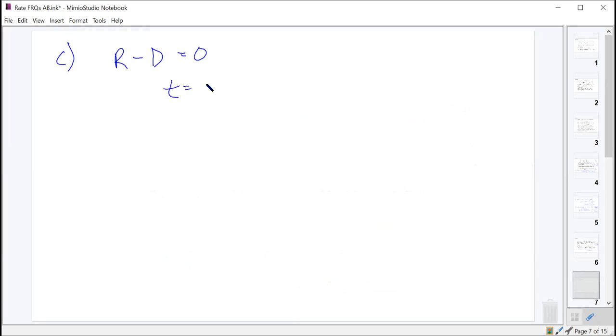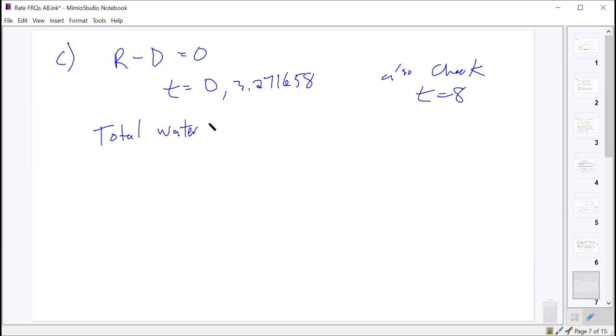You'll find that that is true when T is 0, which we were going to check anyway because it's an endpoint, and when T is 3.27165. And so we're also going to check T equals 8 because that's an endpoint. What is the amount of water in the drain pipe? The total water should be equal to the initial amount plus the integral from 0 to whatever T value we're testing of R minus D.